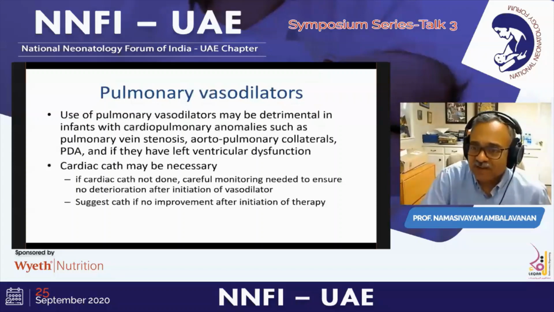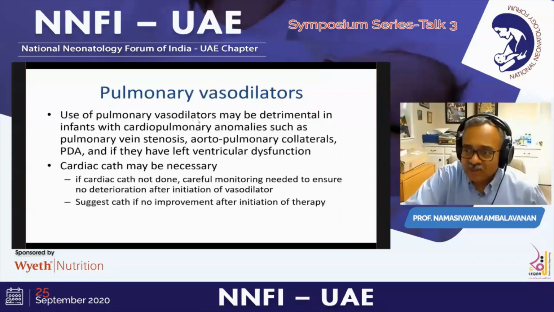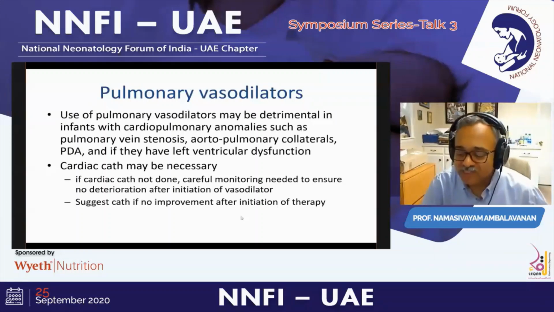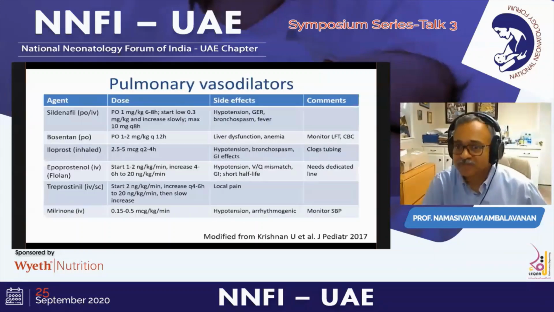As I briefly mentioned, use of pulmonary vasodilators may be detrimental in an infant with cardiopulmonary anomalies. So if you have pulmonary vein stenosis, aortopulmonary collaterals, or left ventricular dysfunction, and you use nitric oxide or prostacyclin, then they may get worse because you're increasing pulmonary blood flow but not increasing outflow. So cardiac cath may be necessary in these infants. If you don't have the facilities to do cardiac cath in many of these infants, you can start the vasodilator, but carefully monitor them afterwards to make sure they're not getting sicker. If they do get sicker, then you probably need a cardiac cath.